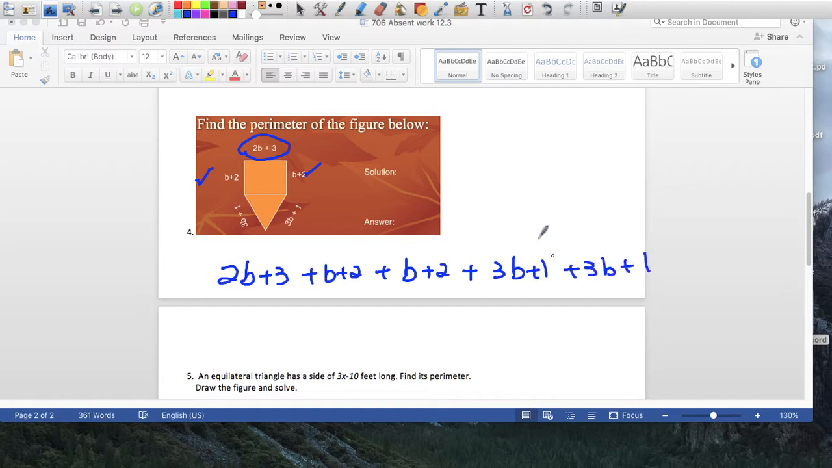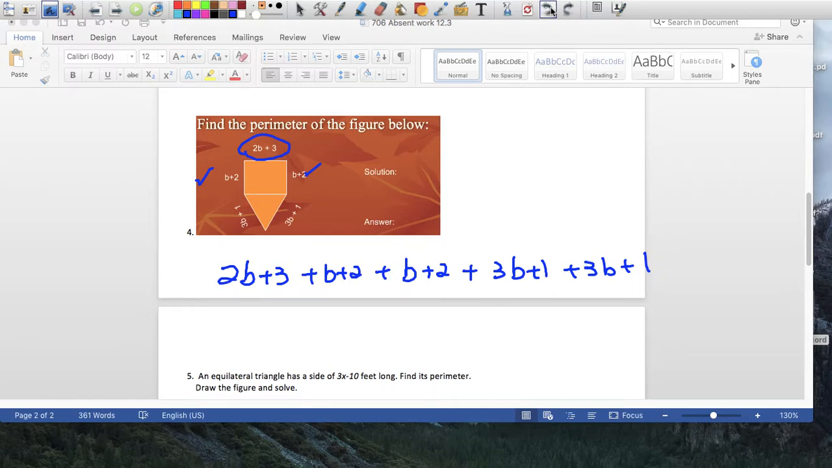Since we're adding, I didn't need to do this, right? Because the next step, had I written the parentheses, would be to remove the parentheses. And if I remove the parentheses, it would have been exactly the same.